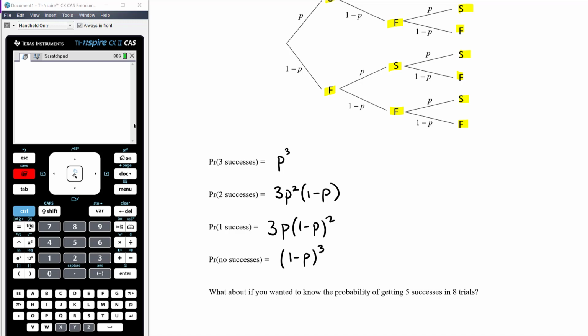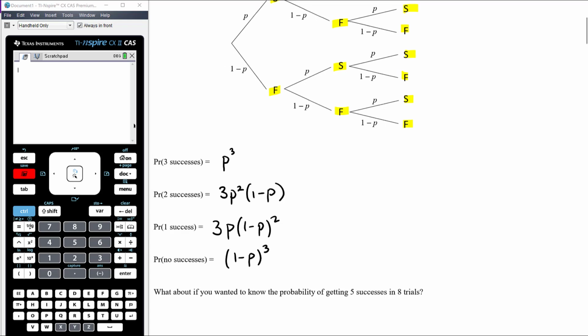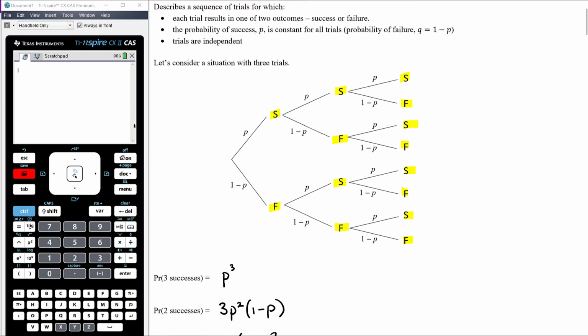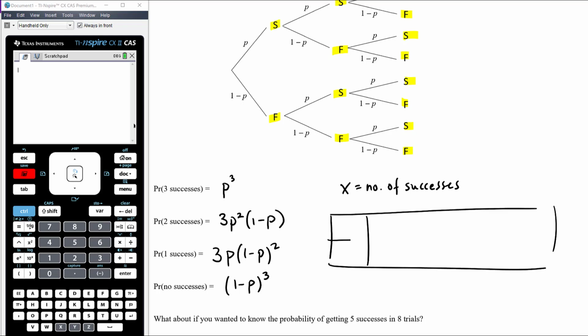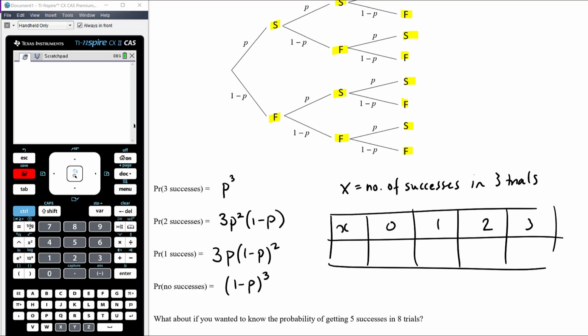So what we've essentially got there is a probability distribution. It's a discrete probability distribution. So if we had X as the number of successes in 3 trials, then we could set up this probability distribution. It's therefore got 4 possibilities. We could get no successes, 1, 2, or 3 successes. So they're the values of X.